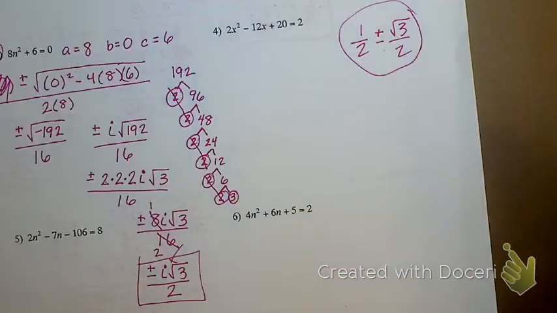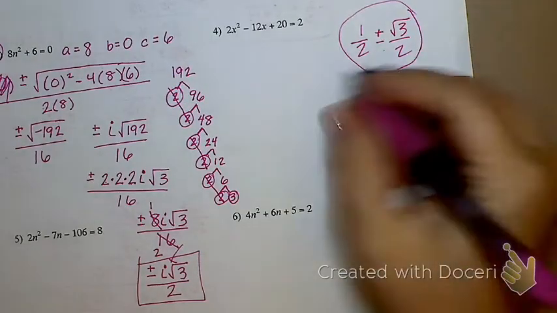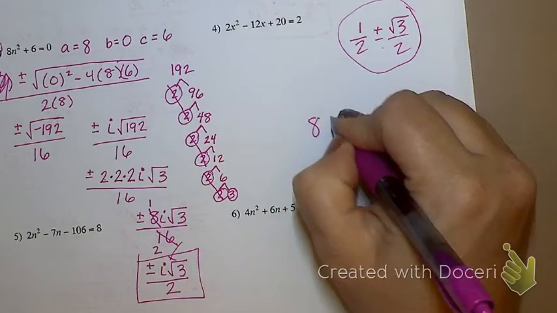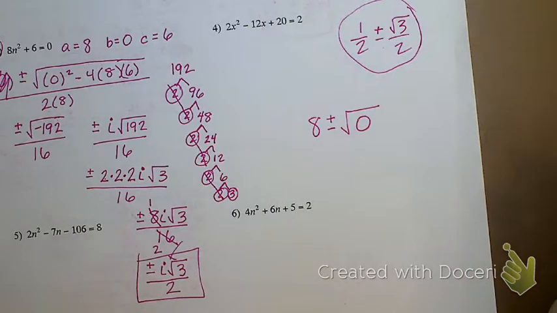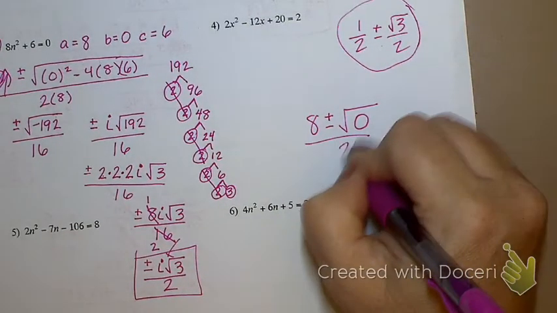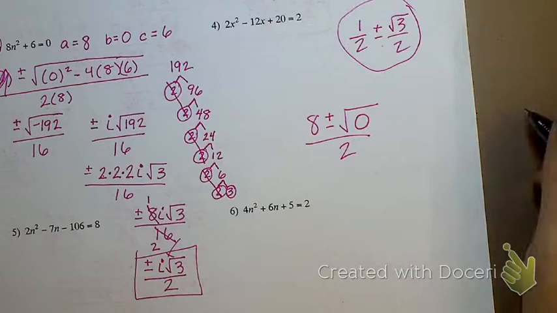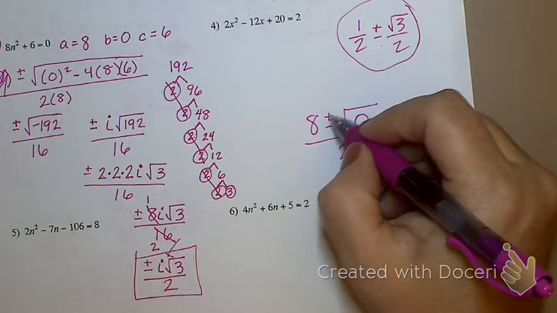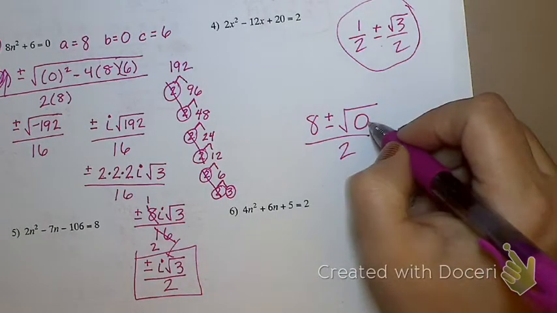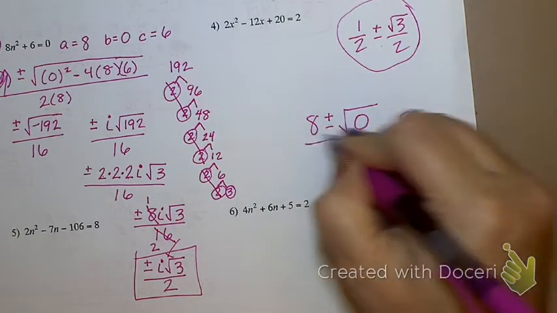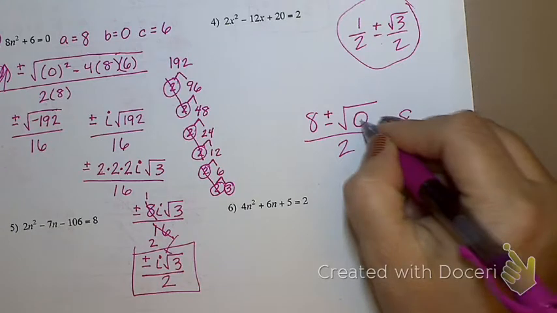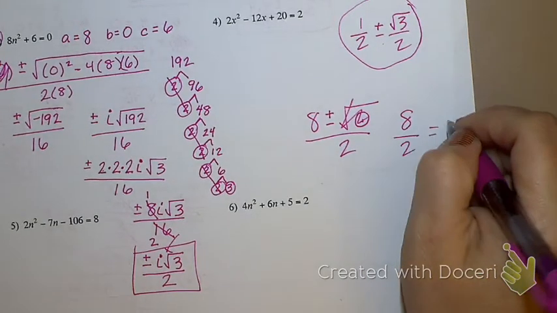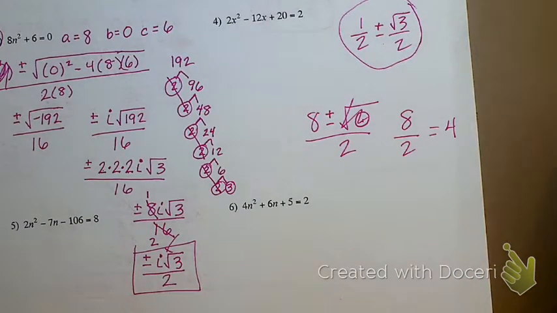Isn't it when it's like 8 plus or minus something? If I had something like 8 plus or minus the square root of 0. What is the square root of 0? 0. So if I take 8 and I add 0, I get 8. And if I have 8 and I subtract 0, I still get 8. So when that square root ends up being 0, I actually only get 1 answer. That's the only case that I get 1 answer.